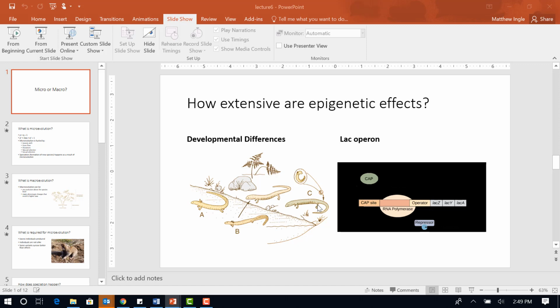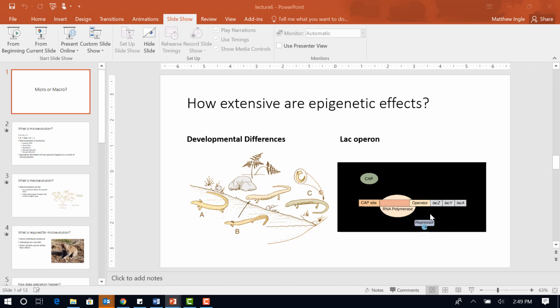It's almost entirely epigenetic. Here's a representation of the lac operon. The lac operon is a suite of genes in bacteria that enable them to metabolize lactose. And so there's a gene for bringing lactose into the cell, there's a gene for metabolizing lactose, and then there's a gene for shutting down, well, we don't know exactly what the gene does, but we think it may shut down the metabolism of other sugars.